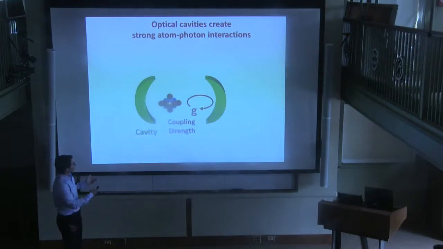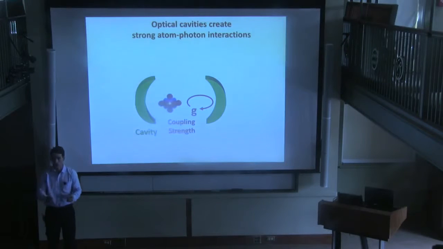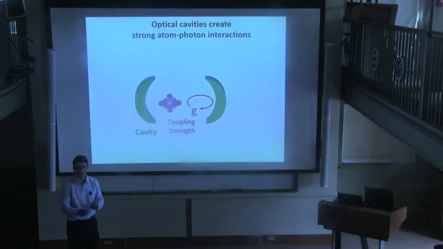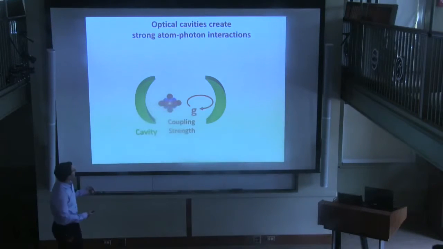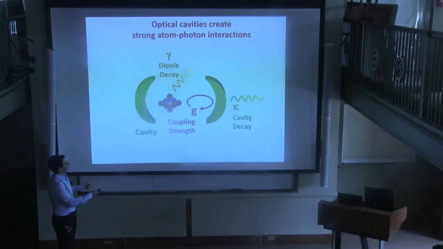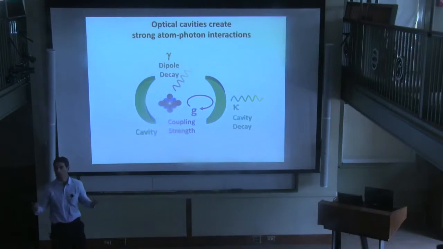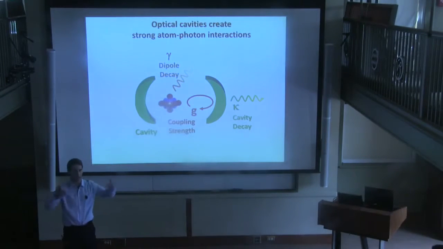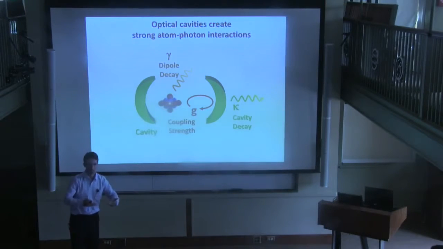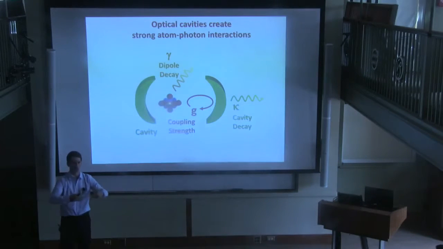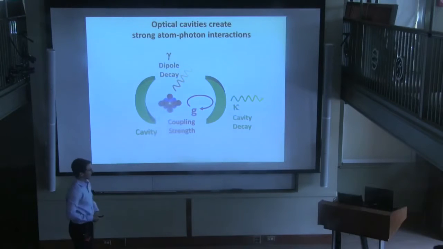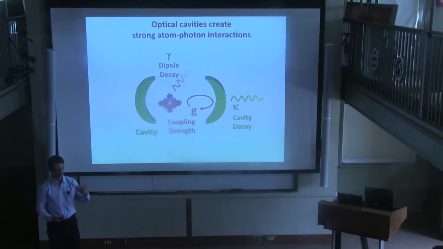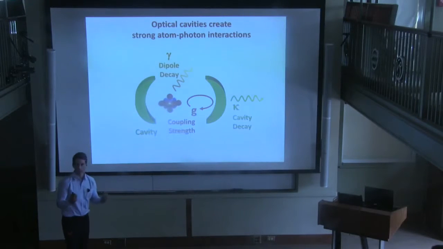One is the coupling strength, which is the coherence term that corresponds to the unitary Hamiltonian evolution of the system. And the other two are the decay of the dipole and the decay of the cavity, and these are decoherence mechanisms. They tell us how fast the external environment destroys the coherence of our system. And in the dot systems that you're going to hear about from me and you heard about from Kai, the cavity decay rate is the dominant decoherence mechanism.